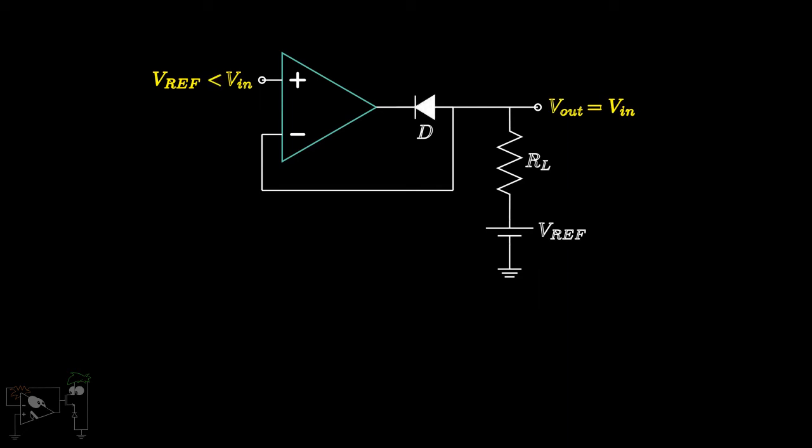When Vn is greater than Vref, the diode becomes reverse biased and stops conducting. Hence, Vout is latched to Vref.